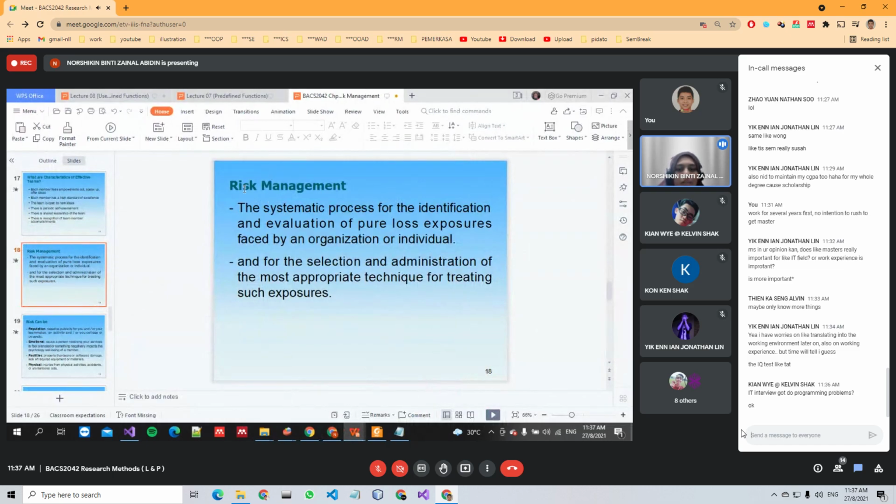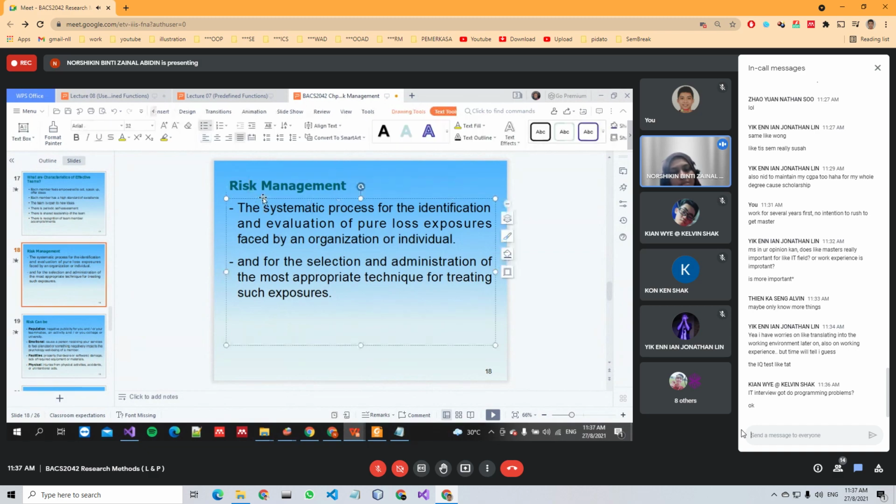And then next is risk management. The systematic process for the identification and evaluation of pure loss exposures faced by an organization or individual, and for the selection and administration of the most appropriate technique for treating such exposure. I heard this term a lot. So we need to measure the risk.